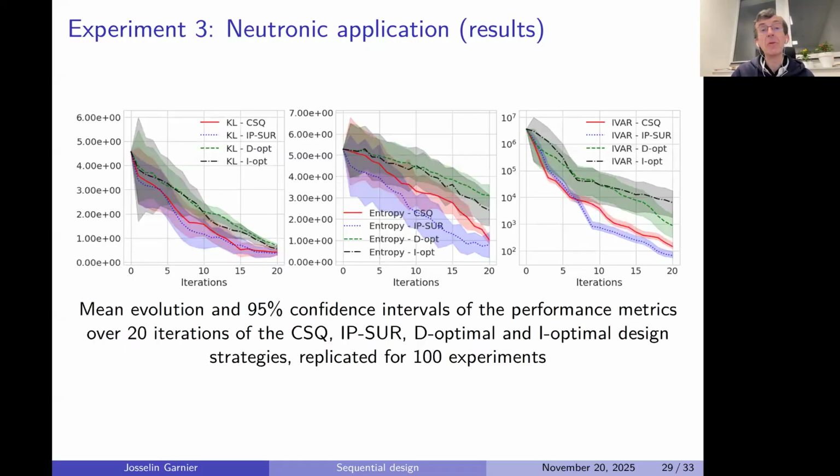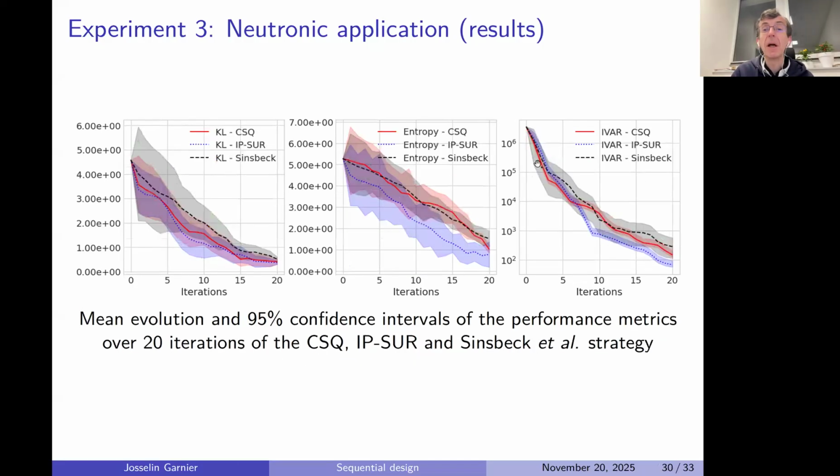And here, when you compare the different algorithms, again, IPSure seems to be the most efficient. CSQ, well calibrated, does reasonably well. And here, the Bayes risk minimization does well. I mean, not as good as IPSure, but it's quite reasonable, probably because this is a unimodal posterior distribution. In that case, Bayes risk minimization seems to do well.